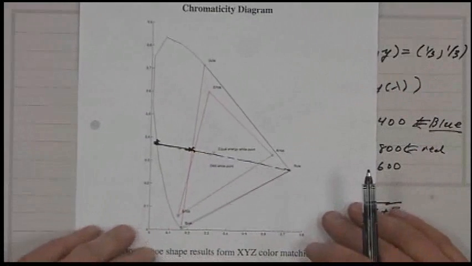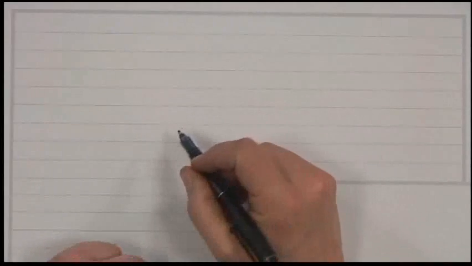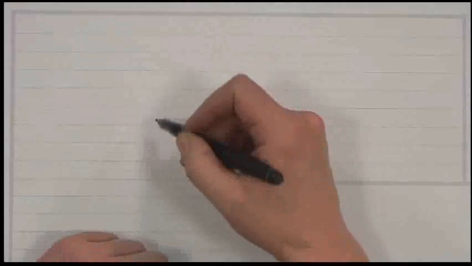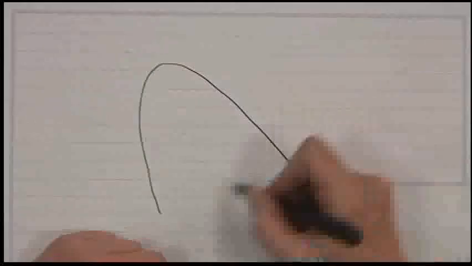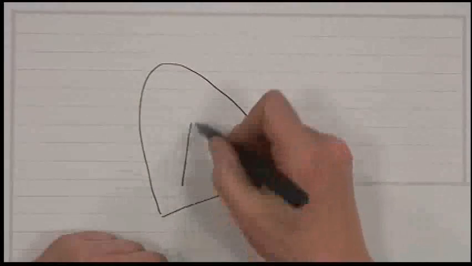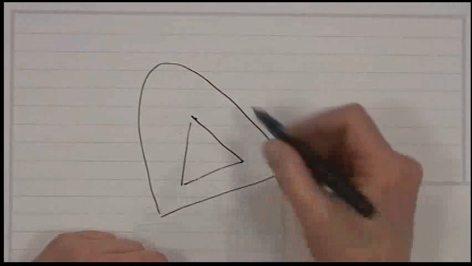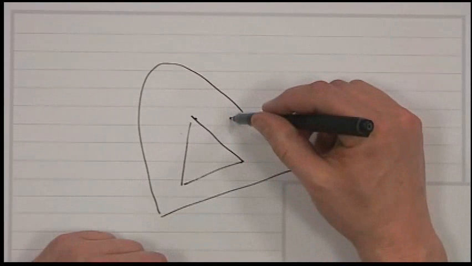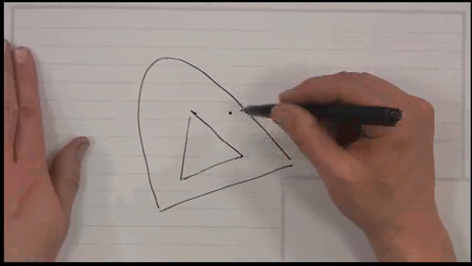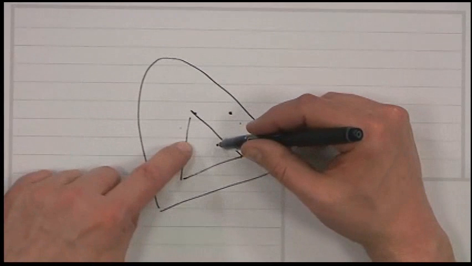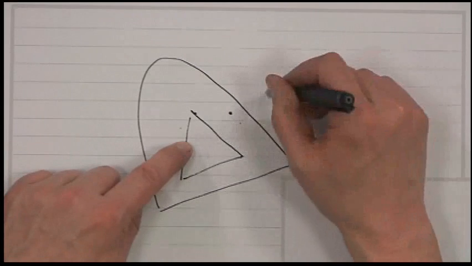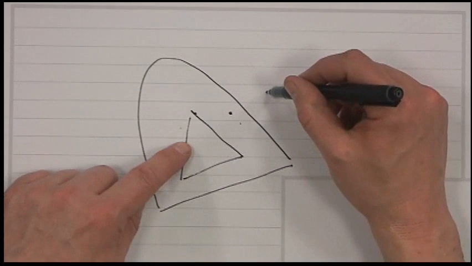There are a few other points I want to make. I often do this on the test as a way of testing. So you get this curve like this. So this is the triangle. These are real colors, but they can't be displayed by this physical device. These are not real colors, they're imaginary colors.